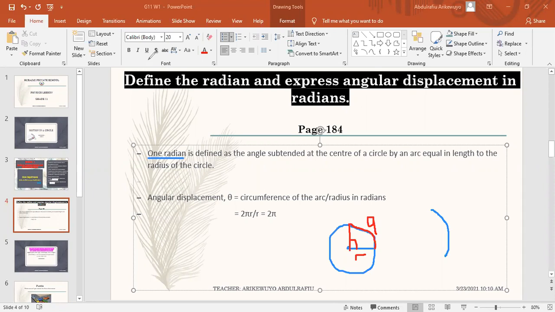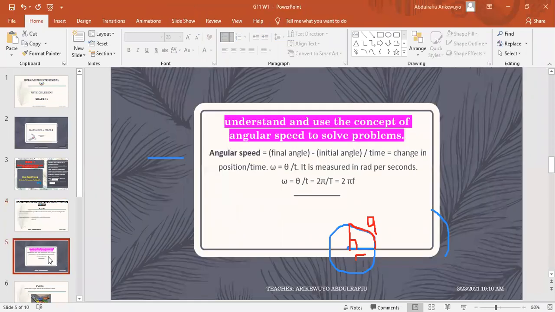So let's go to the other part, which is also very important. Remember I told you that if we have a motion in a circle, either a car or anything that is moving in a circle, it will have its own speed. That speed is called angular speed. Are you following? It makes sense because if you have a circle, you are having an angle, right? So that's why we call it angular speed. And it is the change in angle.